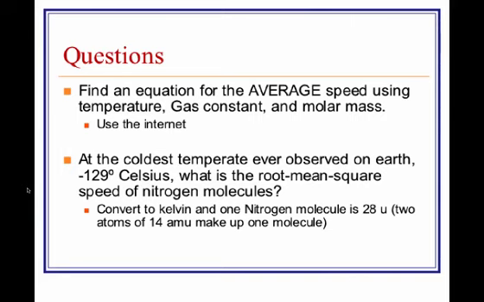Excellent. And then second question, at the coldest temperature ever observed on Earth, negative 129 degrees Celsius, what is the root mean square speed of nitrogen molecules? First, you're going to need to convert to Kelvin, and then one nitrogen molecule is 28 molar mass. Each nitrogen atom has an atomic mass unit of 14, and 2 atoms make up 1 molecule. So use that information and tell me what the root mean square speed of nitrogen molecules is.